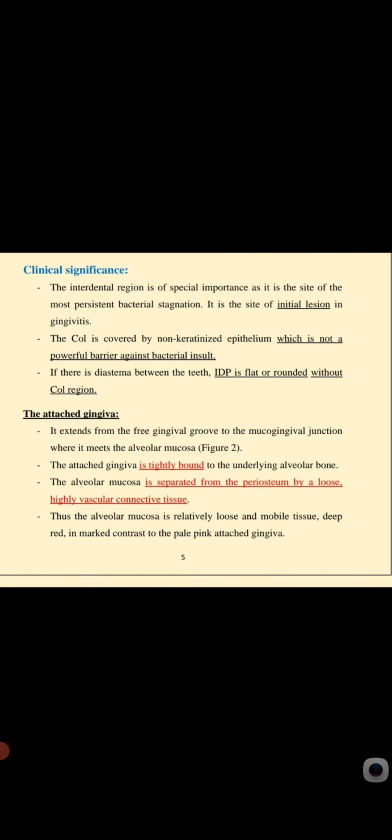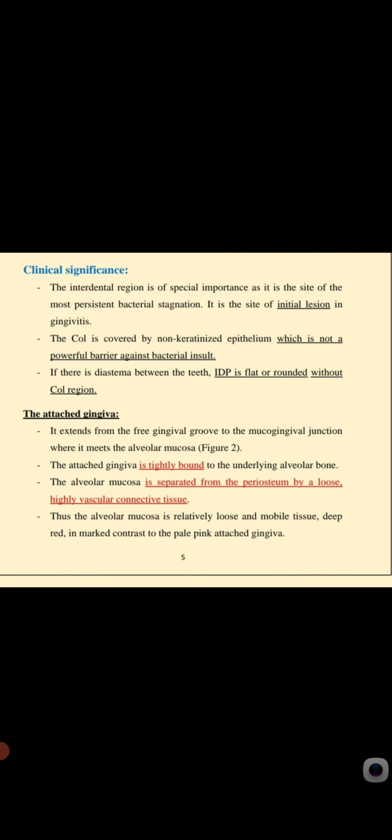Now come to the clinical significance of the interdental papilla. The interdental region is of special importance as it is the site of the most persistent bacterial stagnation. It is the site of the initial lesion in gingivitis. In gingivitis, the initial lesions start in the interdental papilla. The col is covered by non-keratinized epithelium, which is not a powerful barrier against bacterial insult. If there is a diastema between the teeth, the col region is absent and the interdental papilla becomes flat or rounded. This is also an MCQ point.